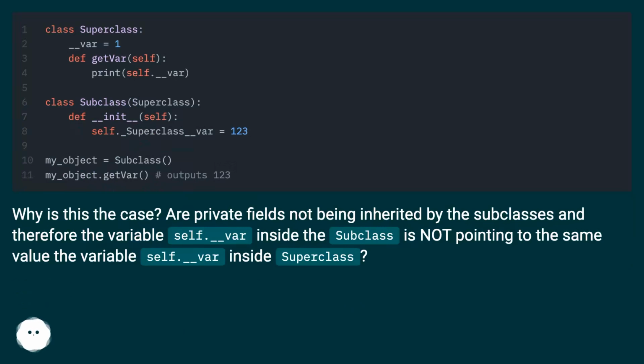Why is this the case? Are private fields not being inherited by the subclasses, and therefore the variable self._var inside the subclass is not pointing to the same value as the variable self._var inside the superclass?